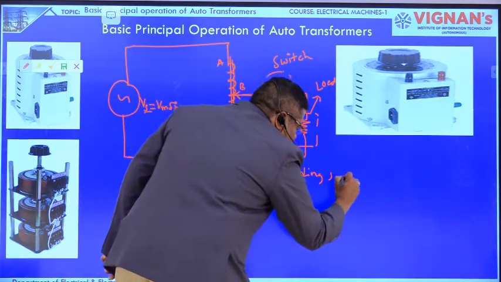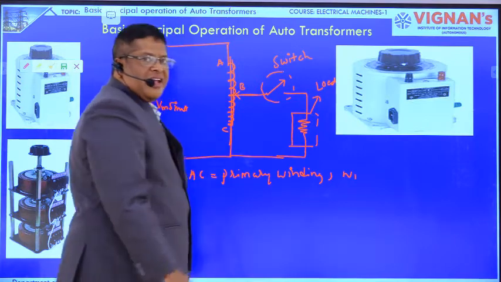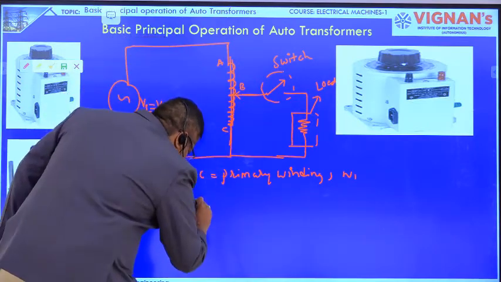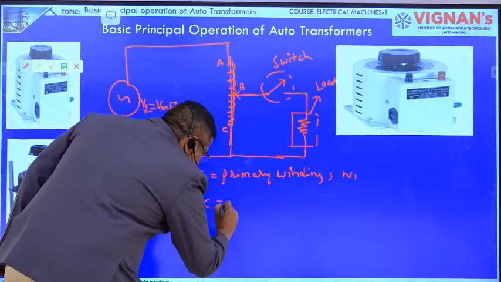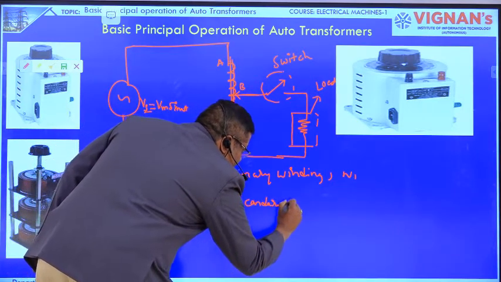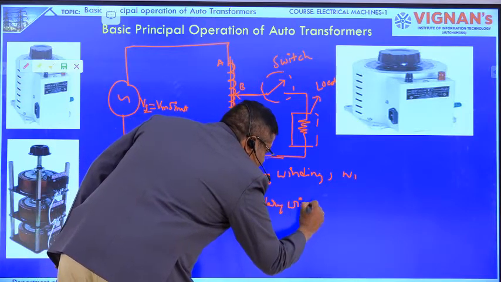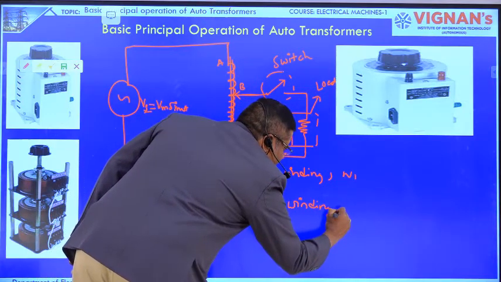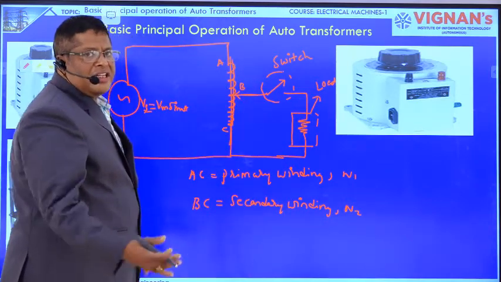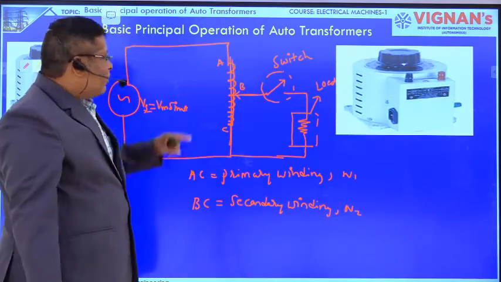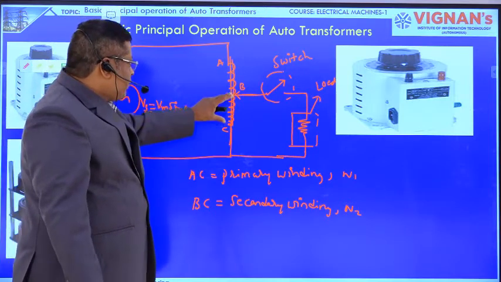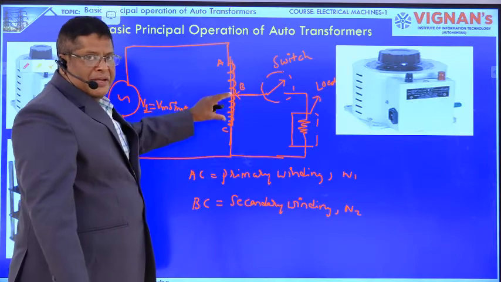Which has N1 number of turns, the winding between B and C is the secondary winding, which has N2 number of turns. In that manner, we have taken N1 as the number of turns between AC, and N2 as the number of turns between the BC winding.